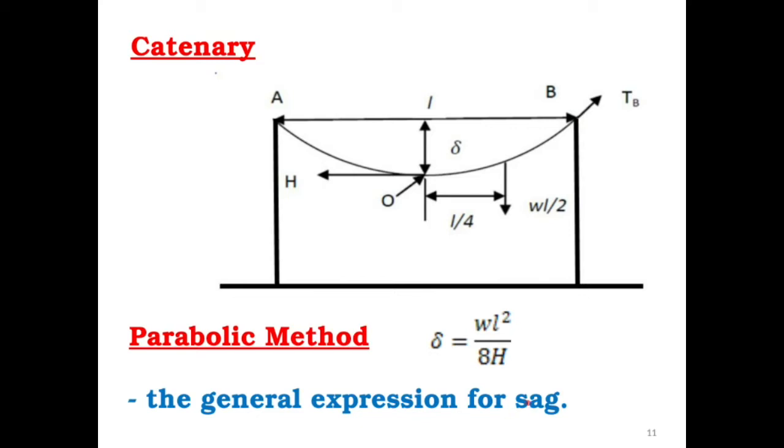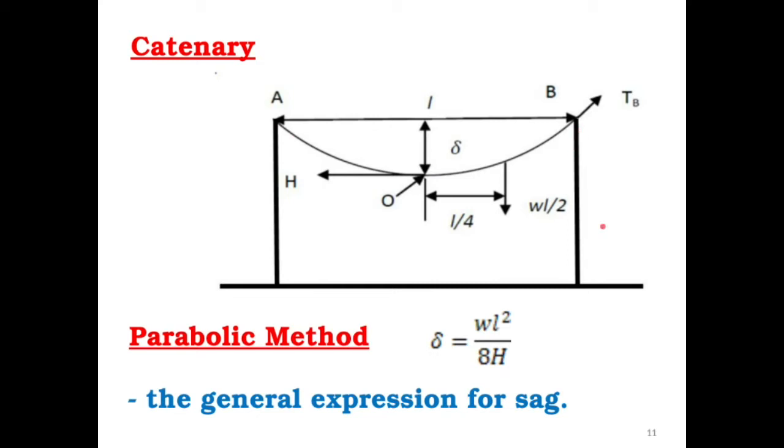We can derive that equation, delta is equal to WL squared over 8H. Let's consider any of these two points, A or B. It does not matter which one we consider, only one, because they are the same on either side of this point O, which is the lowest point of the conductor or the middle point of the span. Because if we start from here and go that side, it's the same as if we start from here and go to the point B.